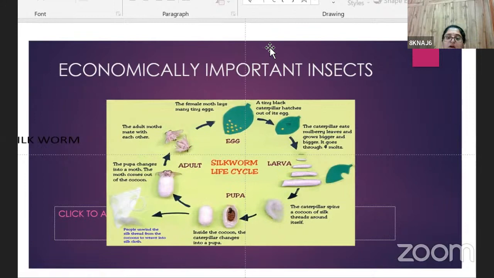Nowadays they're trying to extract silk after the silk moth has come out of the cocoon, but usually they put the cocoon into hot water and then unwind the silk thread. So it involves killing the silkworm basically. So they're trying not to do that anymore. Anyway, sericulture is a very important and economically helpful profession for that matter.